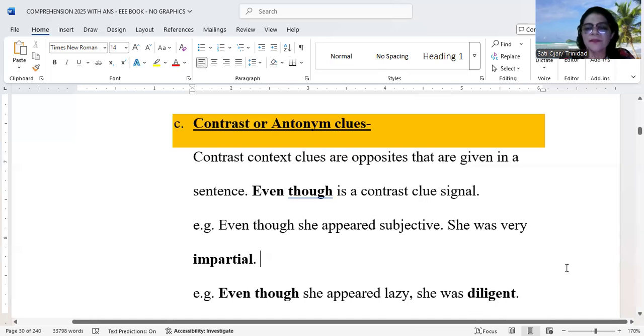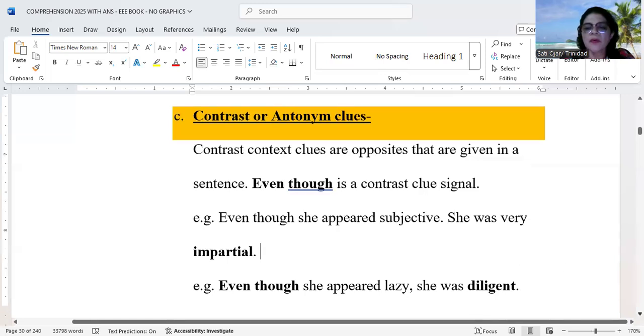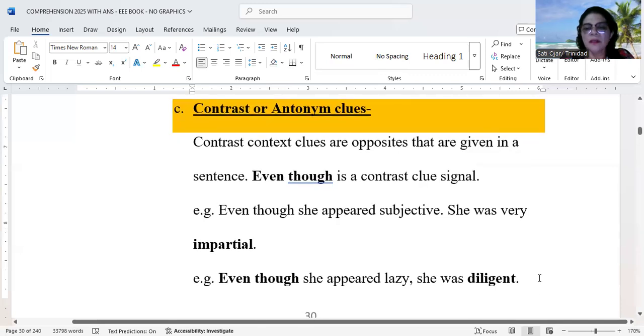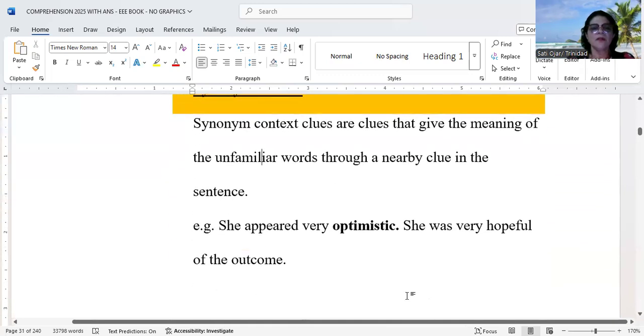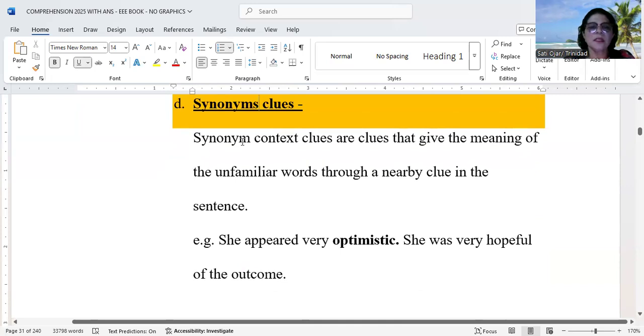What do you think? Yeah, diligent means hardworking. Yes. Right. What were you going to say, Lauriston? I was going to say hardworking. Excellent, right? Even though she appeared lazy, she was diligent. Diligent here means hardworking because the opposite of lazy is hardworking. Right? Ranveer, can you do this one, please? Synonym context clues.